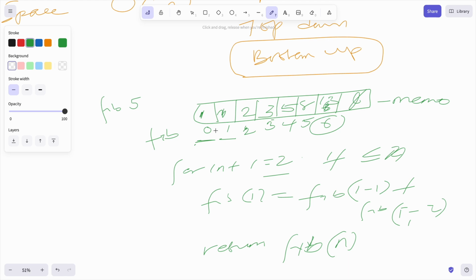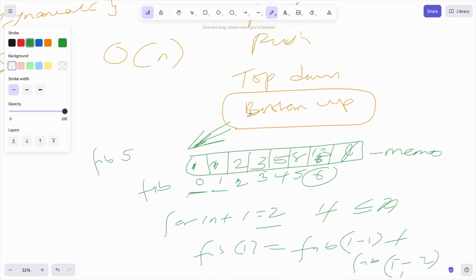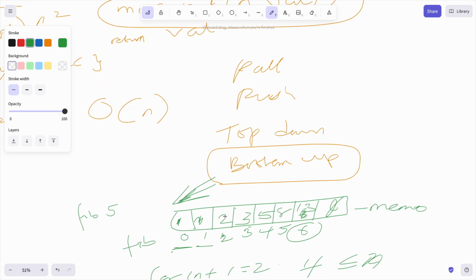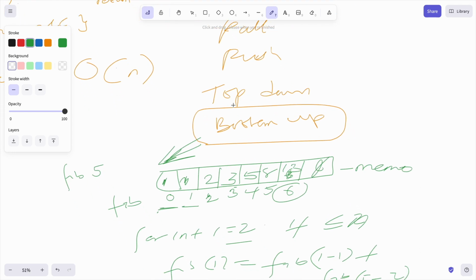So we are starting from the bottom and then we are going up. That is where the bottom up comes from. That is what is meant by the bottom up approach. And this is also a pull based DP, because when we are here, we want to solve for the 2 previous ones, so we pull the answers from the back.